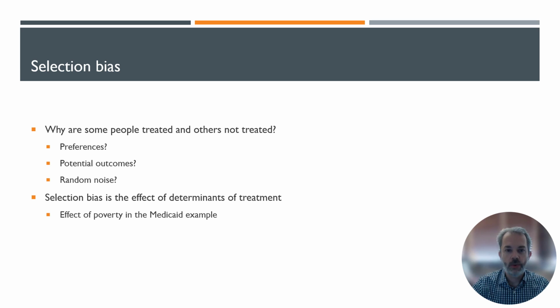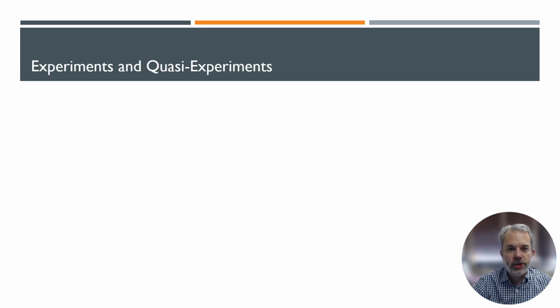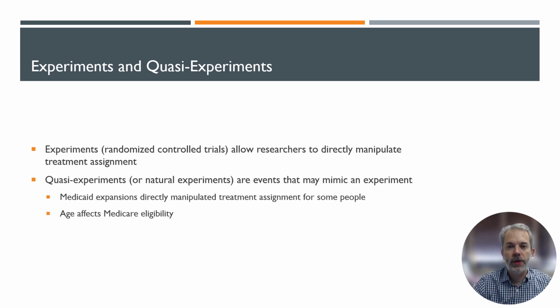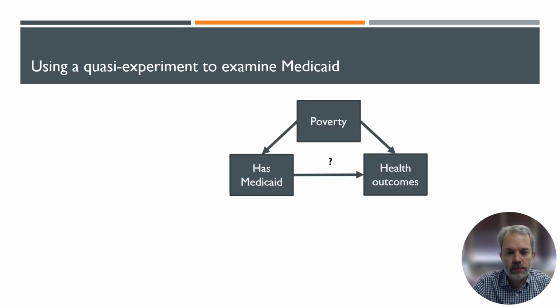Selection bias is the total effect of the systematic determinants of treatment. In our Medicaid example, it is the effect of poverty on health outcomes. Unfortunately, this means that we can't simply compare treatment and control groups. Because of this problem, we'll turn to experiments, the RCT that we talked about earlier, and quasi-experiments, where we have events that look like an experiment. We will look at two quasi-experiments. First, the effect of Medicaid expansion on Medicaid enrollment, and then the effect of age on Medicare coverage. How would a quasi-experiment work in practice?